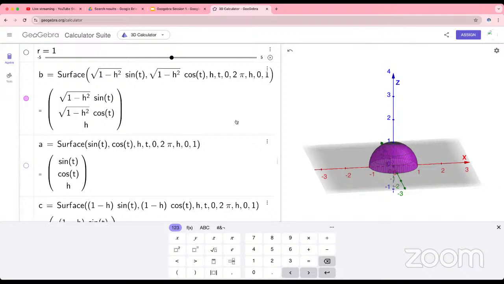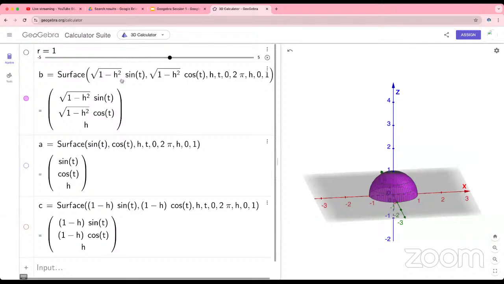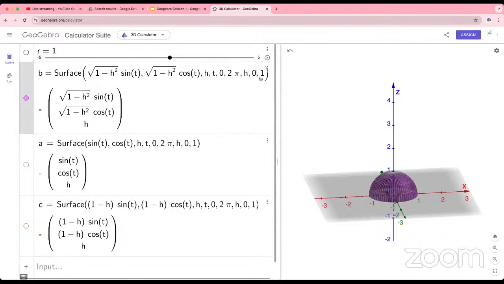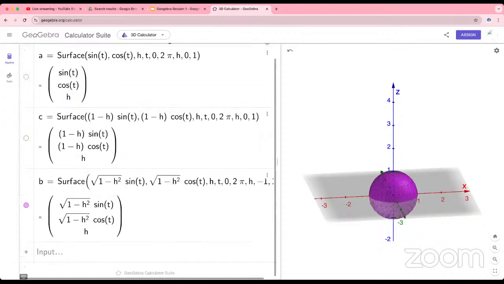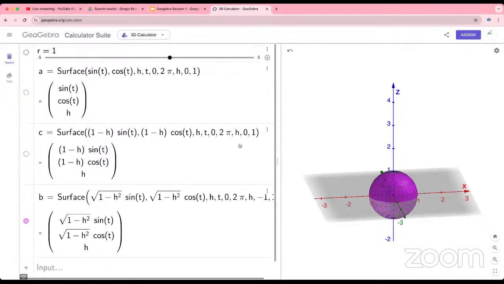What should we change in this? The h value, from -1 to 1. H value -1 to 1. Right. Sir, removing the root of 1 minus h square. Removing, directly 1 minus h square only, I think. Okay. Let's see what the output is for that. If I do -1 to 1, this is what the complete sphere looks like.